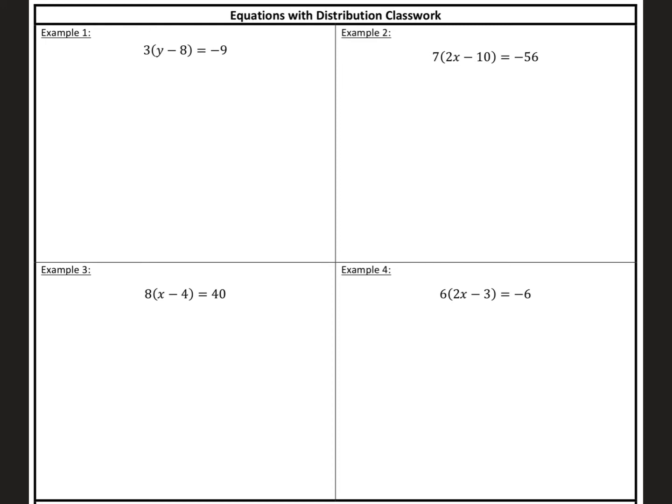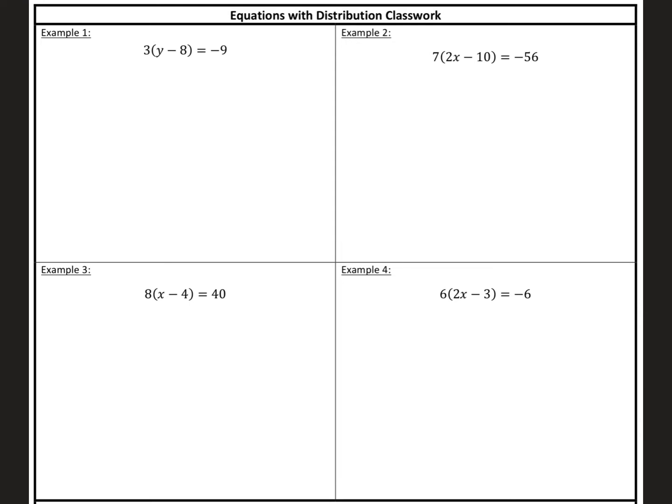Hello, in this video we are talking about how to simplify equations with distribution, but we are actually going to sort of skip the distribution part because when we talked about this in class, that was sort of the part that people were struggling with. So in order to do that, notice you have 3 out front.